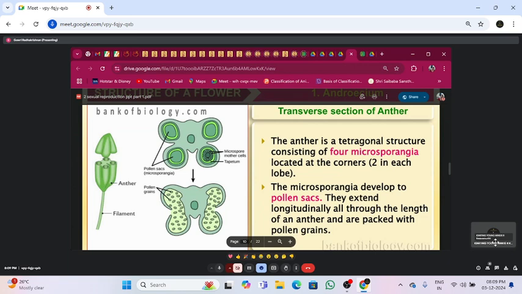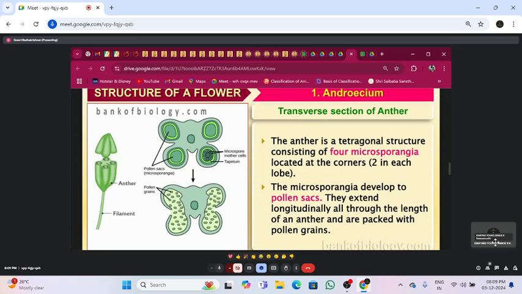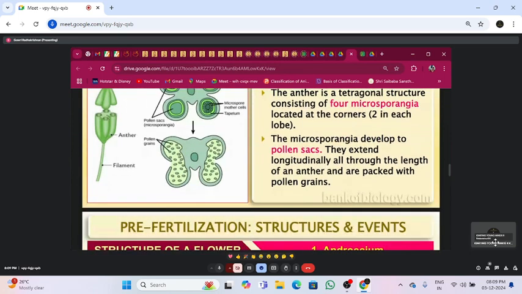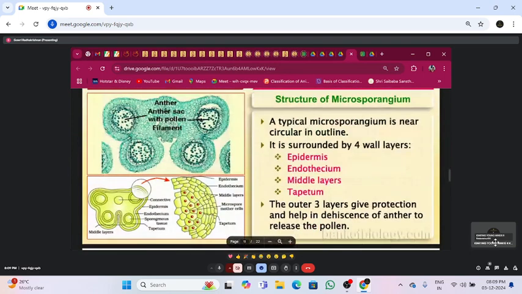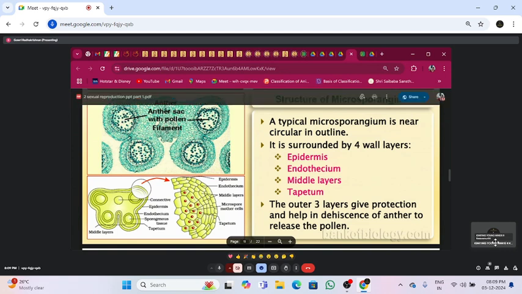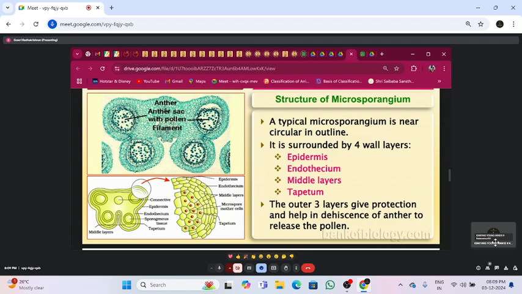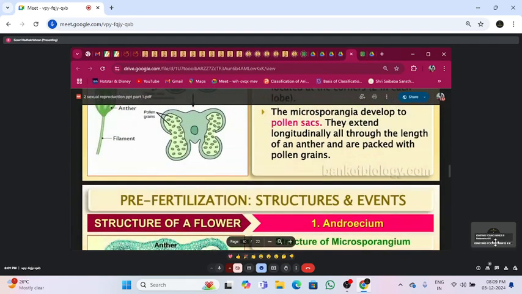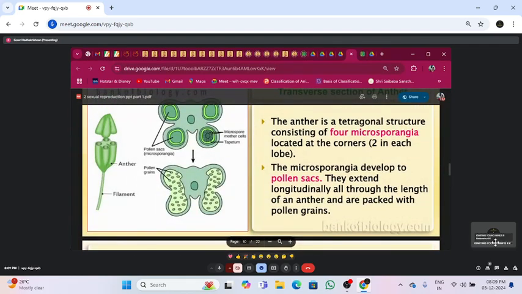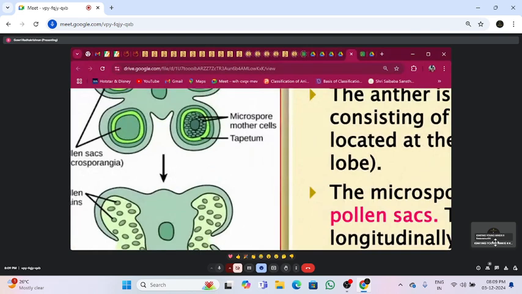Now, this pollen sac or the microsporangium is enclosed by layers. Those layers are epidermis, endothecium, middle layer, and tapetum. The outermost is the epidermis, and then next is the endothecium. This will be clear here. Is it clear? Epidermis, then endothecium, then middle layer, then the light green color is the tapetum, and then inside you see a lot of dots.